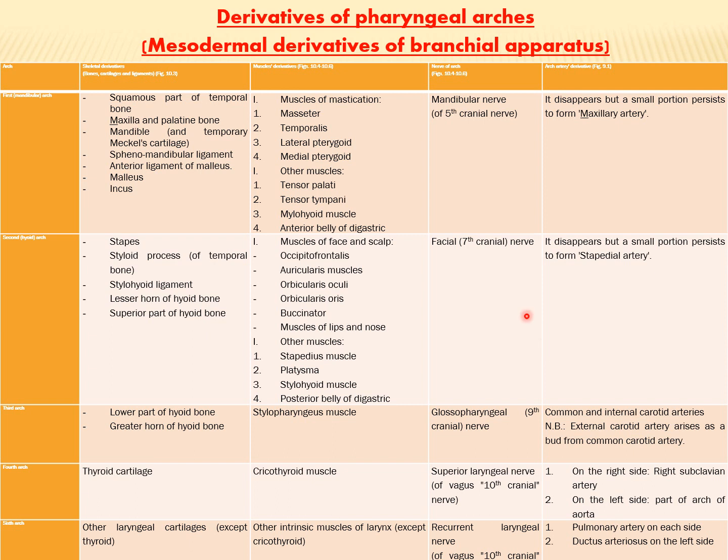To remember the nerve supplying the arches, this is a branch of the fifth cranial nerve, this is the seventh, this is the ninth. 5, 7, 9, then 10, 10. Next.